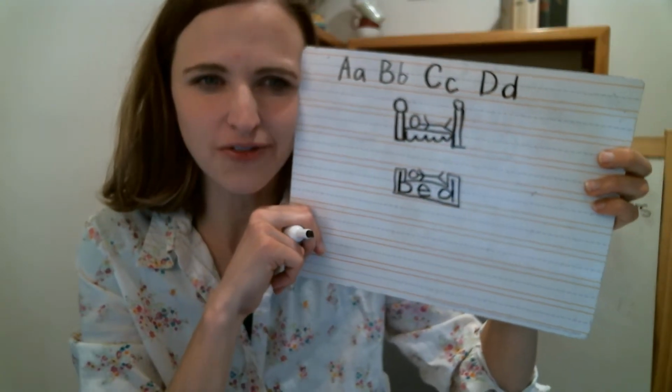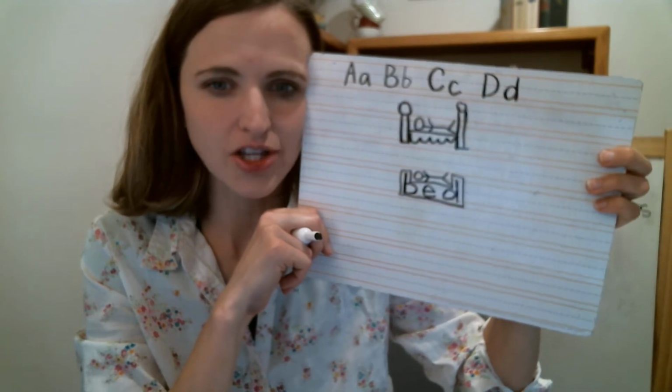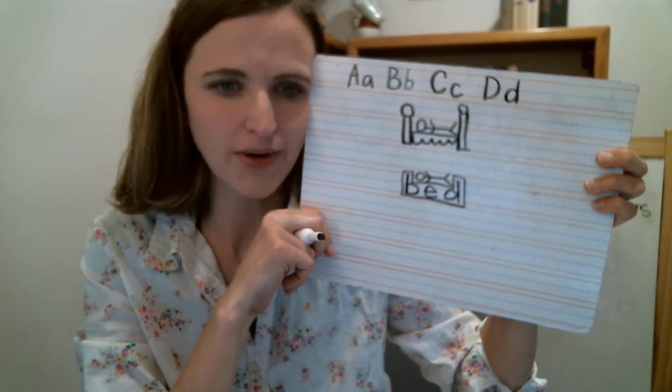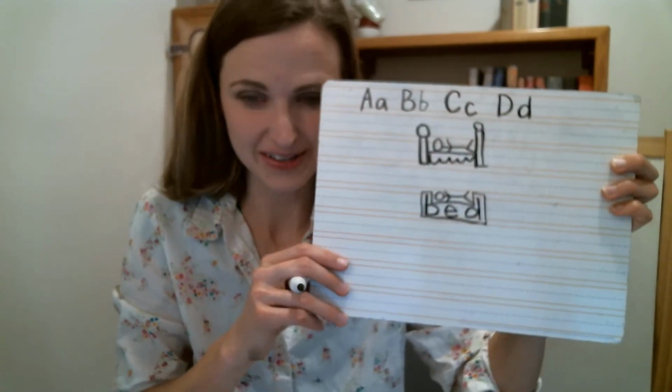So if you're a little confused, well, B says B, B, B. So it needs to face that way. When you write the word bed, you'll see it faces that way. Here's the D. There's our bed.